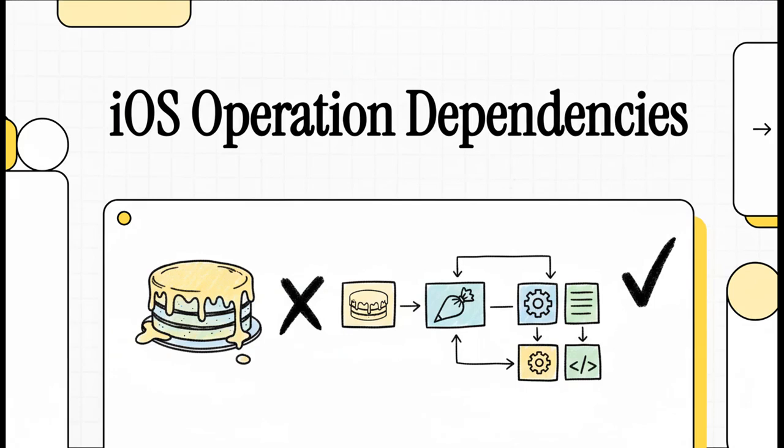All right, let's get right into it. Imagine you're trying to frost a cake, but you haven't actually baked it yet. It's just a bowl of batter. The result? A complete mess, right? Well, in software development, and especially in iOS, we run into this exact kind of problem all the time, getting our code to run in the right order. Today, we are going to master the elegant solution to this: operation dependencies.